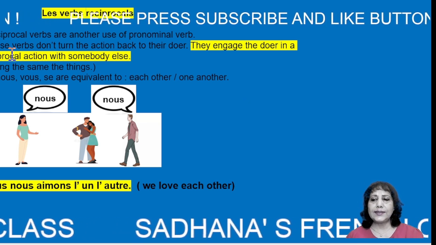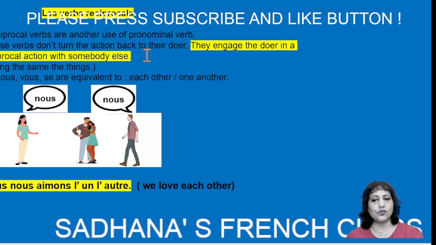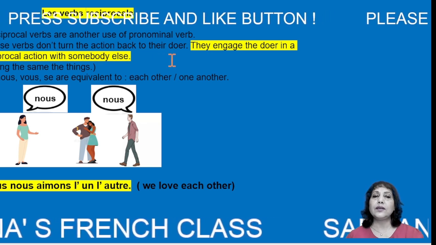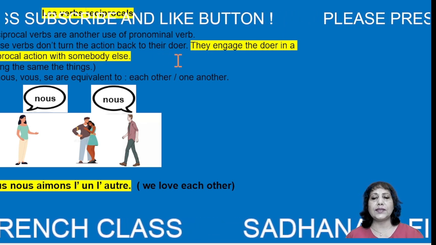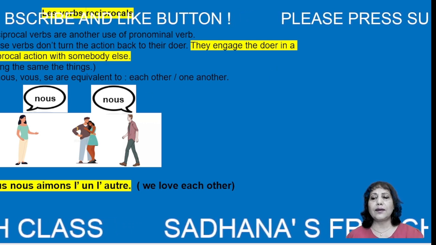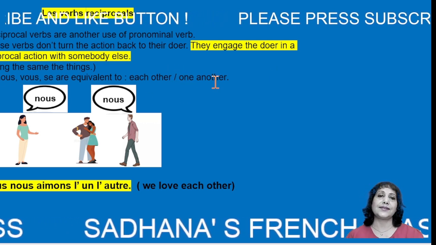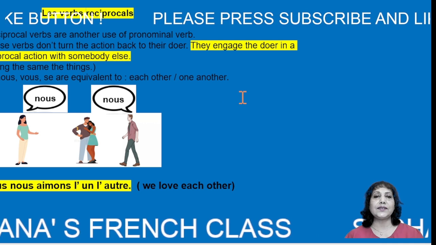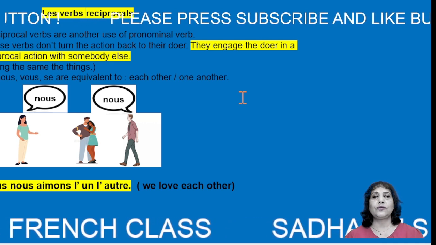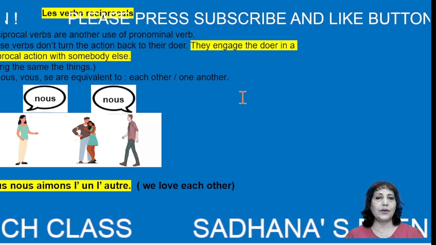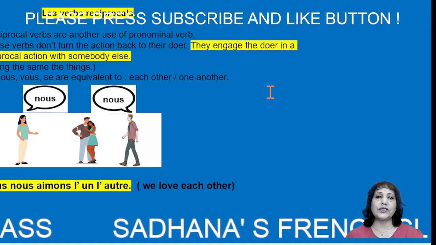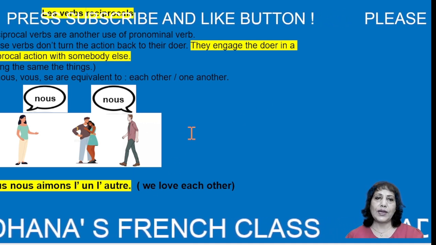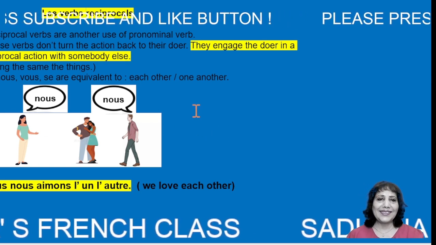Okay, so here it is. Reciprocal verbs are another use of pronominal verbs. These verbs don't turn the action back to their doer. They happen on each other. They engage the doer in a reciprocal action with somebody else. Okay, this is the difference. Doing the same things means somebody else is also, like someone is fighting. So one hits the other one, the other hits him, or her. So that is the same action they are doing on each other. Okay. So here I have given you one, of course not fighting one, I have given you the good one. Fighting is not a good thing.